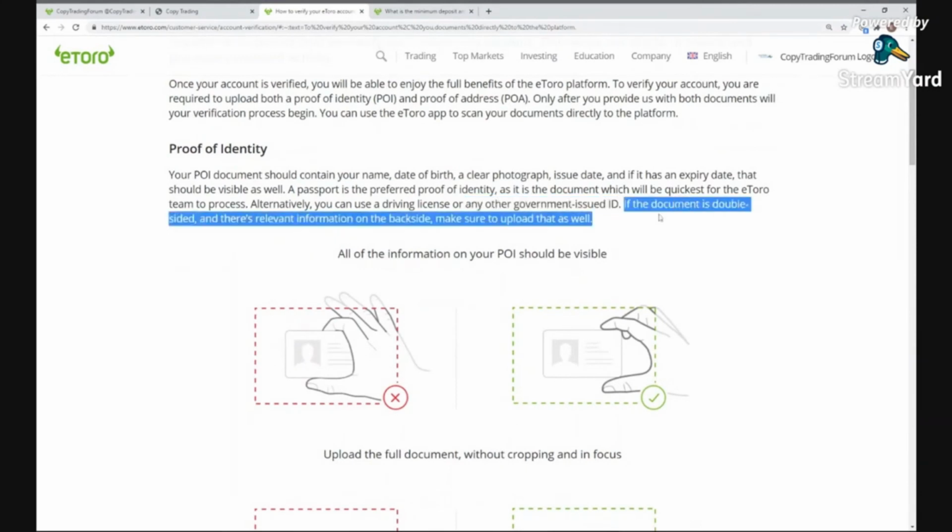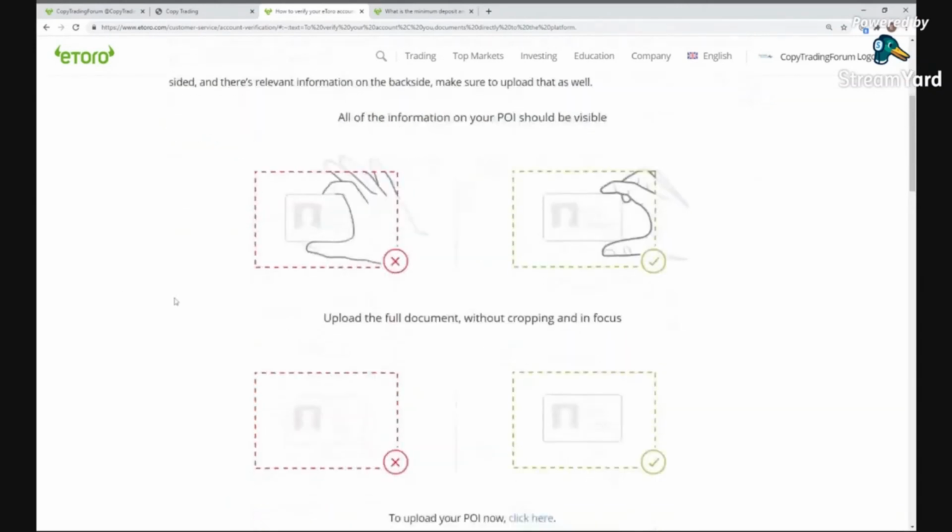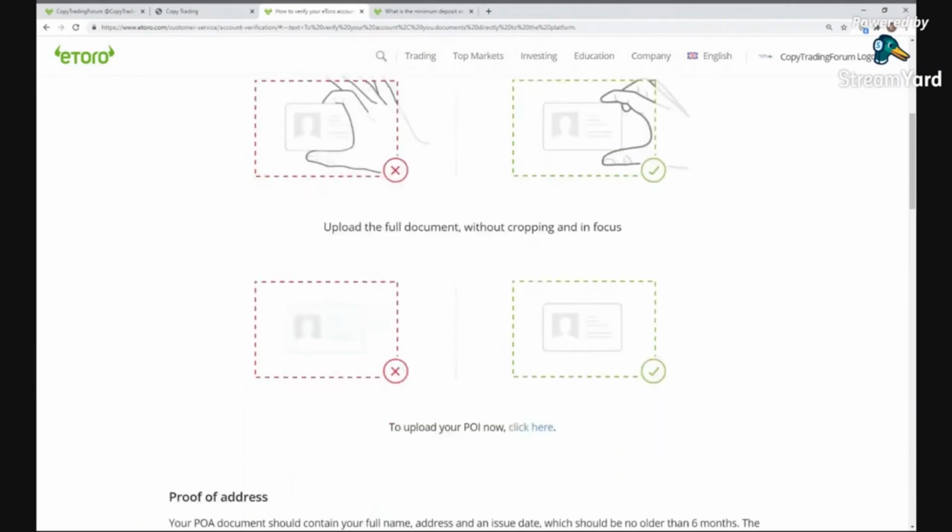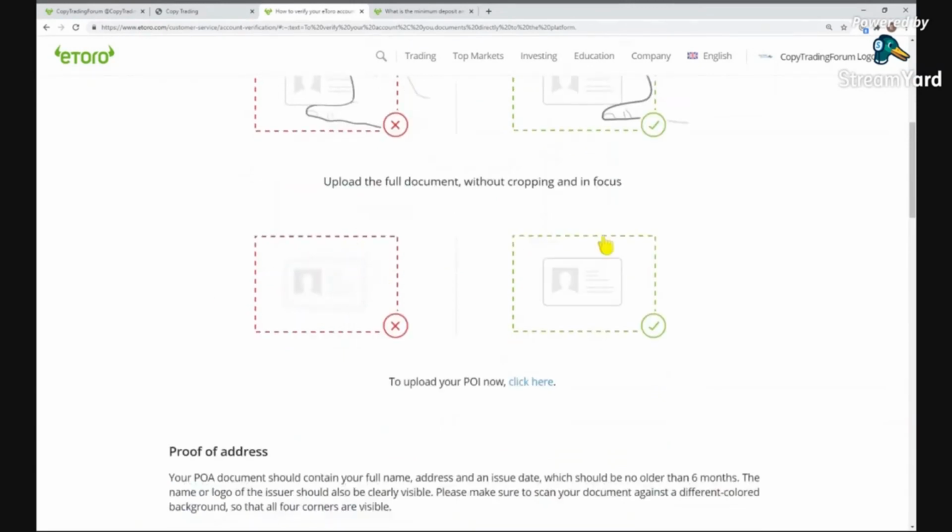If the document is double-sided and there's relevant information on the back side that I mentioned up above, make sure you upload that as well. You can see here they want a picture that's not cropped, not covering any of the details. It's clear, holding the ID, and if it has another side with relevant details, you need to upload that too. So there you go. It says don't crop and it should be in focus and clear.